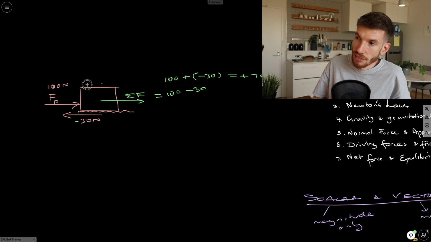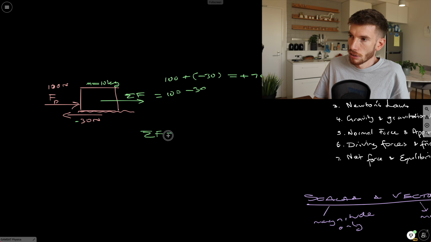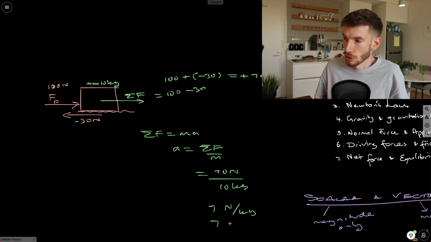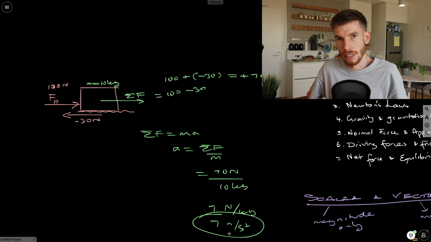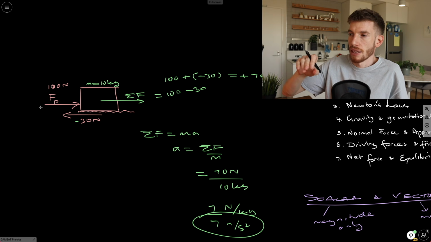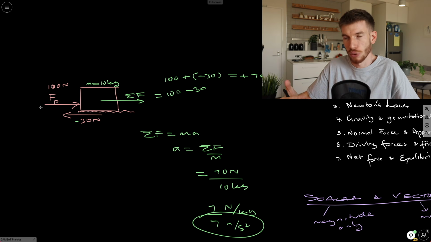If I knew the mass of this box was say 10 kilos, I could then also work out what the acceleration of the box will be, because I can use Newton's second law and say that A is net force divided by mass. The net force was 70 newtons from up here, and the mass we said was 10 kilos. So therefore I've got 7 newtons per kilo, which we saw from gravity is equivalent to meters per square second. Whereas if I was to raise the mass, the acceleration will drop to respond to it, right? If it's heavier, it's not going to move as quickly.